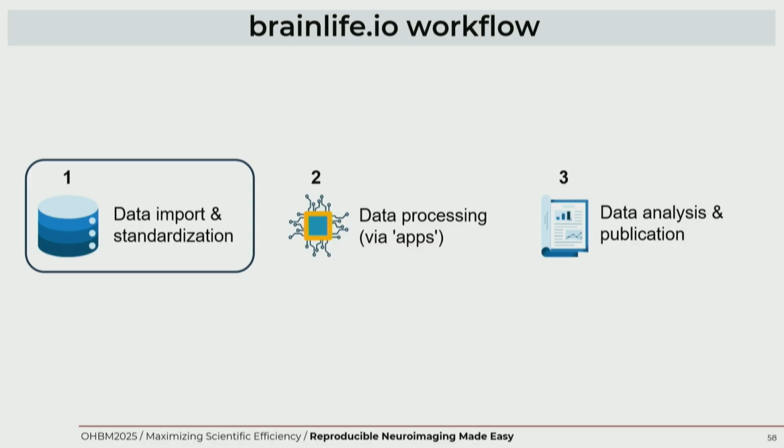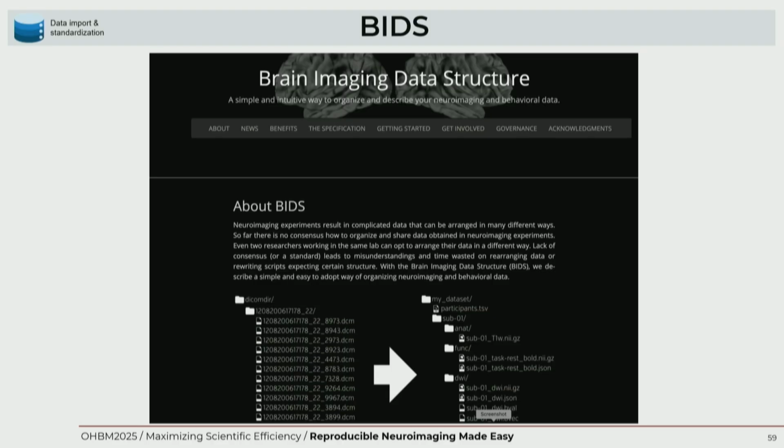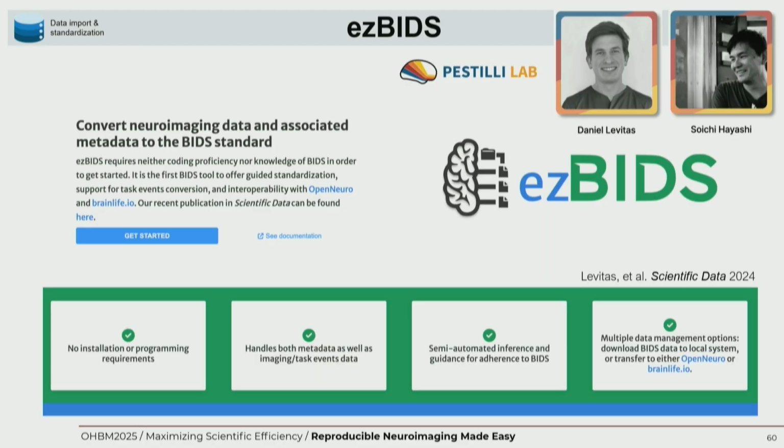And so for integrative solutions like BrainLife, to make the most of your data, it needs to understand what it's looking at. And so that's why standardization becomes so important. So BrainLife understands BIDS, the standardized brain imaging data structure. But neuroimaging data is complex, and understanding BIDS is daunting for users that are new to it. And so that's also why within the Pestilli lab, EasyBids was developed. And so this was led by Daniel Levitas and Soichi Hayashi.